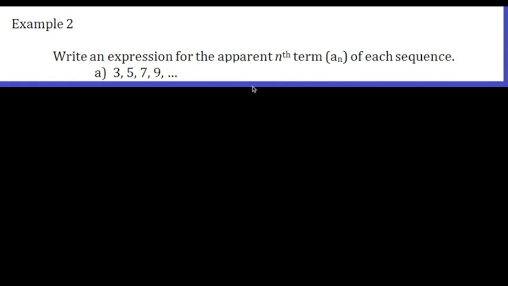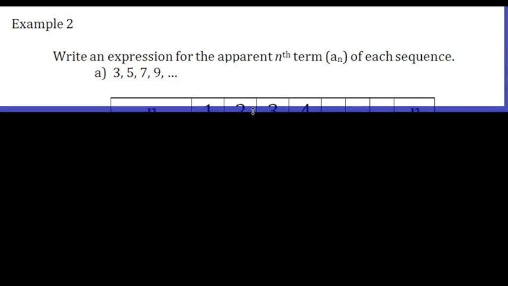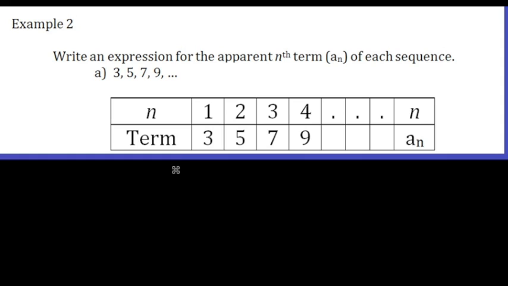Okay, so the way I always start these off is by making a little chart like this. Okay, where n is the number of terms, so that just simply means the first term, second term, third term, fourth term, and so on, so on, so on, all the way to get to my n.